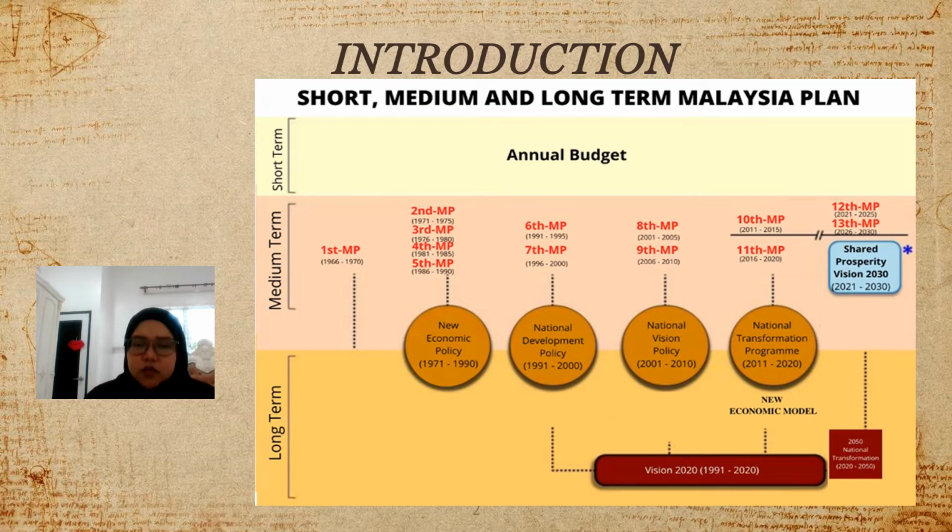After Vision 2020 finished, it was continued by Shared Prosperity Vision 2030, which is under 2050 National Transformation, or known as the N50. Currently, Malaysia is on its 12th Malaysian Plan, or to be more specific, in the second year of the 12th Malaysian Plan.